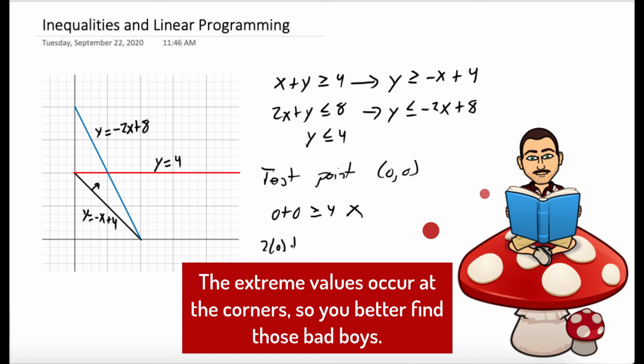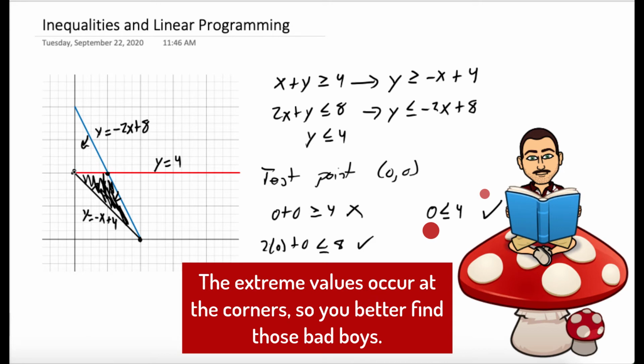Is it true that 2 times 0 plus 0 is less than or equal to 8? Yes, it is. So we shade below the blue line. And is it true that 0 is less than or equal to 4? It is. So we shade below the red line as well. You could see this region that I'm shading here is our feasible region with 3 corners.